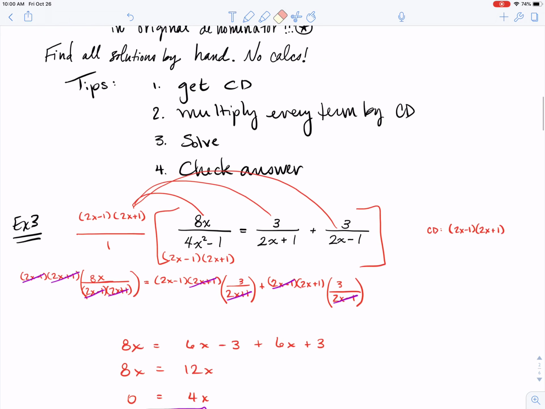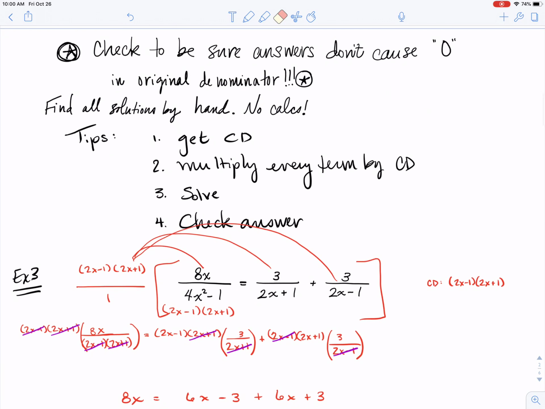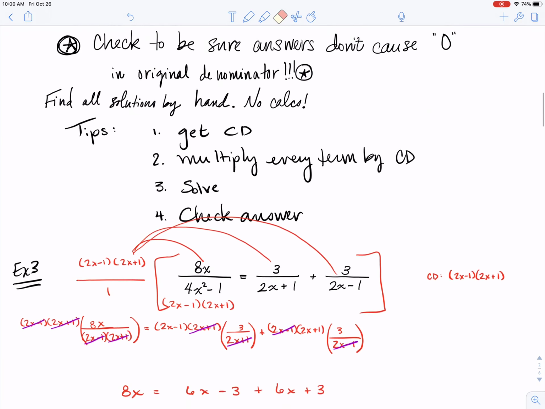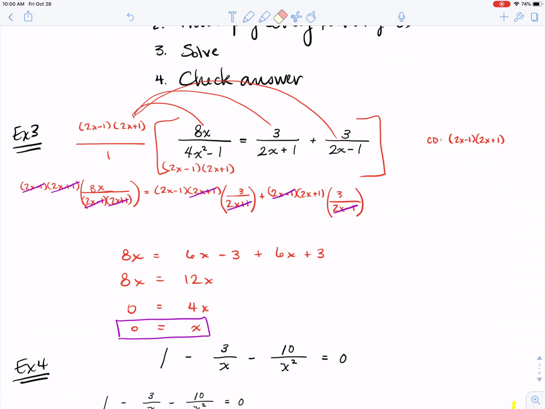Now remember your tip up here with a star. Make sure that that answer doesn't cause a 0 in the original denominator. If I take that and plug it back into the original, I'm definitely not going to get a 0 in any of my denominators. So that solution, I can hang on to it. It's a good solution.